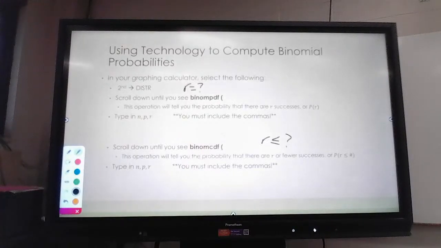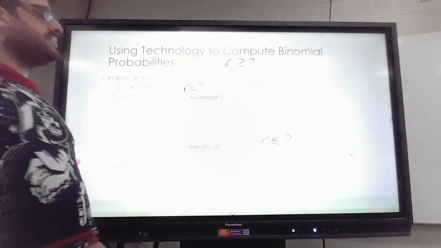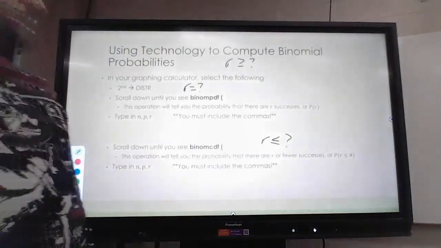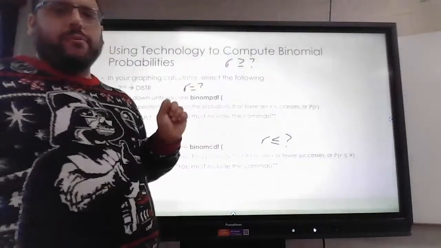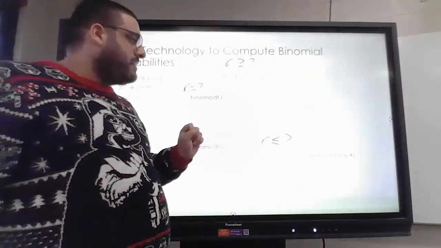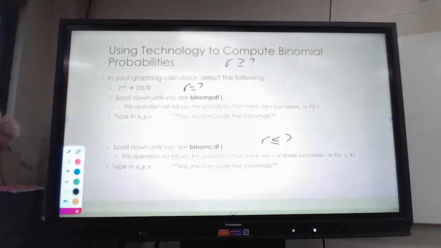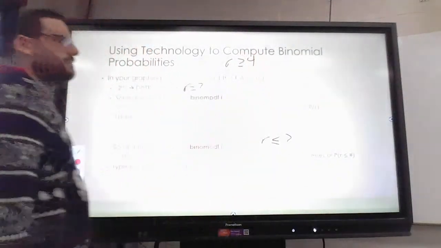Now here's the thing. Your calculator does not have a binomial probability distribution function for greater than or equal to. But that does not mean that you can't calculate it using a calculator, just like we did earlier. Let's say my R was greater than or equal to 4.